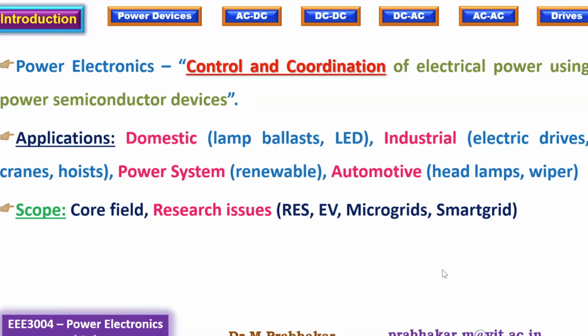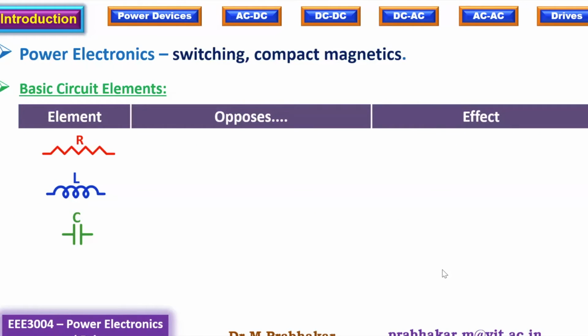And then, fine. Now, how are we going to realize what we want? For that, we need to understand what is actually power electronics. We know control and coordination of power, but how do we do that? What is it that is making power electronics possible?